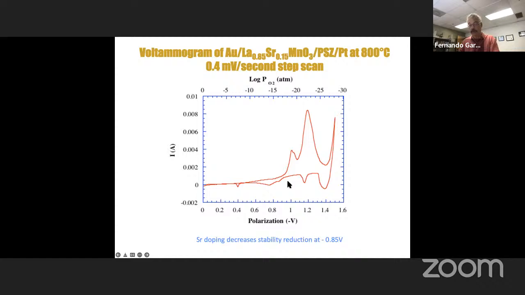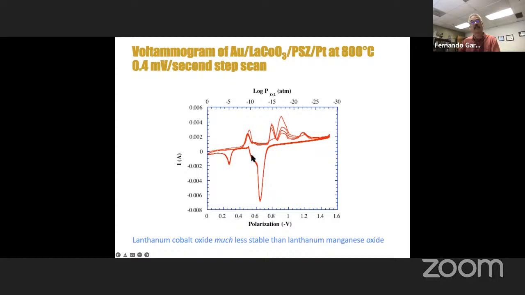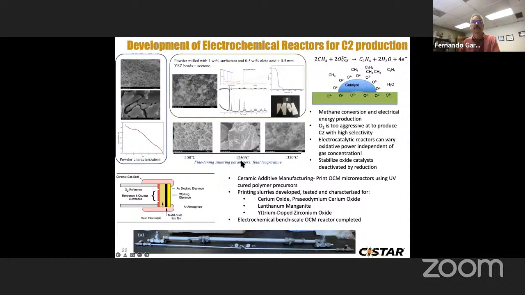Here's another one for lanthanum cobalt oxide, where we can see that it's an excellent oxidation catalyst, but unfortunately it's not very stable even at modest effective oxygen partial pressures. We get irreversible reduction of this. Now, the development of our electrochemical reactors requires printing of these, the development of cells. Here, this is just an example of the typical type of spring-loaded cell which we use, which goes into our high-temperature furnace in order to investigate these small 20-millimeter cells which we typically use.